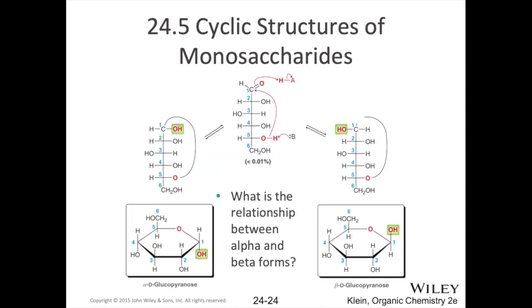I mentioned earlier that the alcohol group on that number 1 carbon can point either up or down. Now, the reason for this is that when your monosaccharide is in its open form, your carbonyl is flat. Remember that sp2 carbon is trigonal planar. So that alcohol group can attack either from the top or the bottom, and accordingly you'll get either one of these anomers.